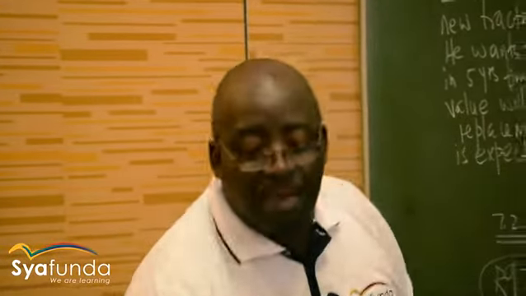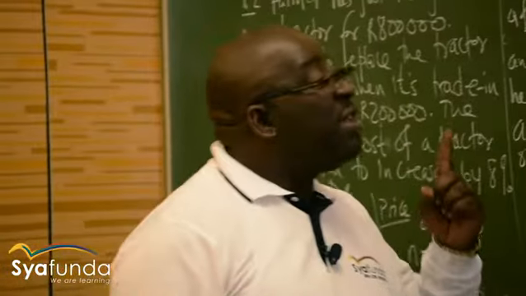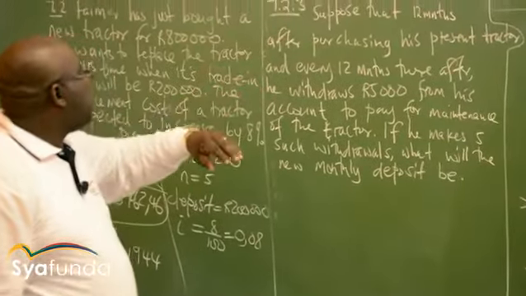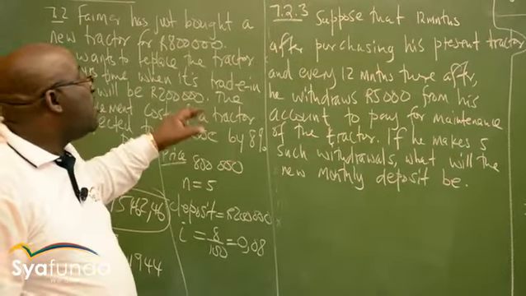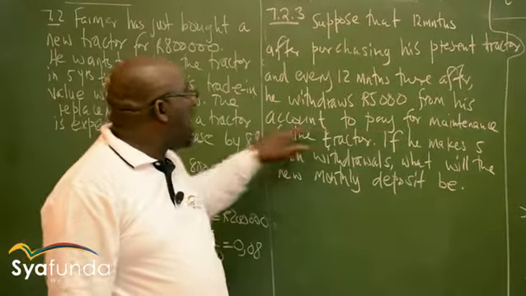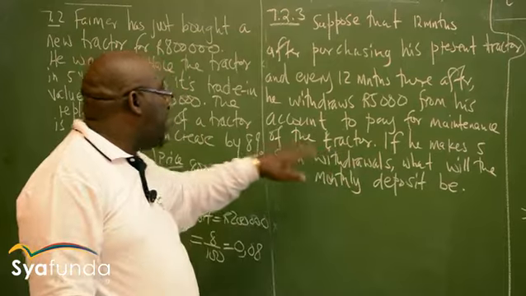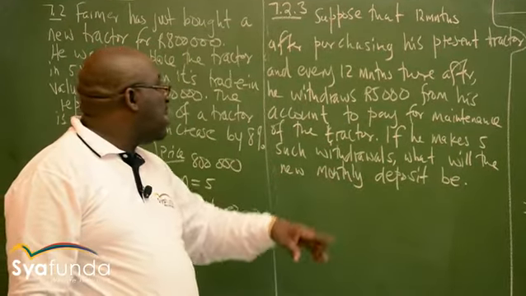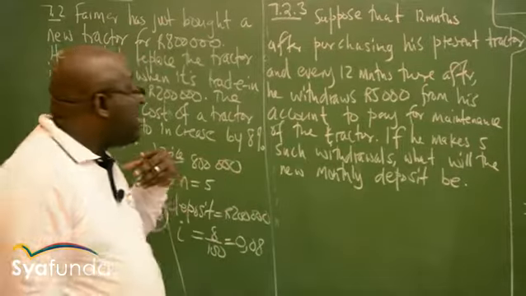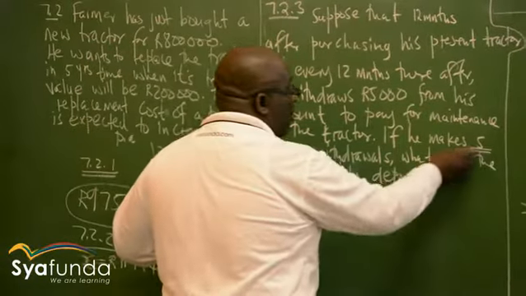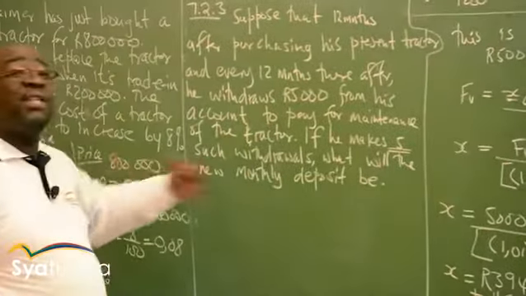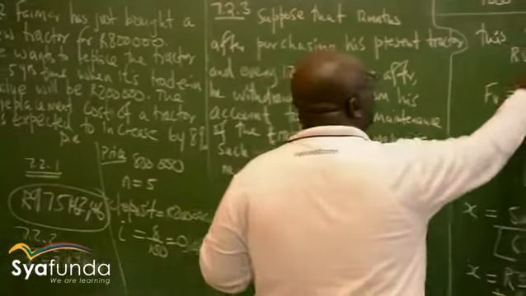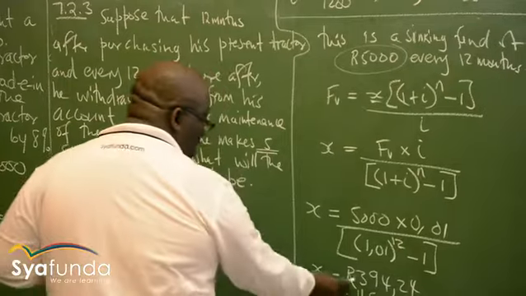Now a question might arise. Remember, this says, suppose that 12 months after purchasing his present tractor, and every 12 months thereafter, he withdraws 5,000 rand from his account to pay for maintenance of the tractor. If he makes 5 such withdrawals, what will his monthly deposit be? I'm underlining this 5. But I did not cater for 5 withdrawals here. I only catered for 1 withdrawal, which was 5,000. This is the installment for 5,000.